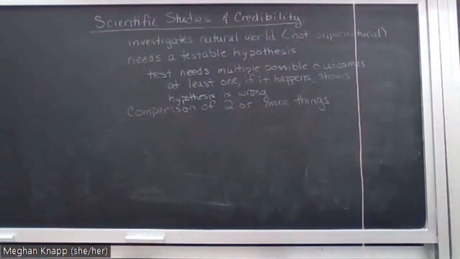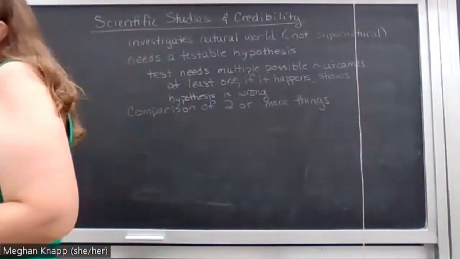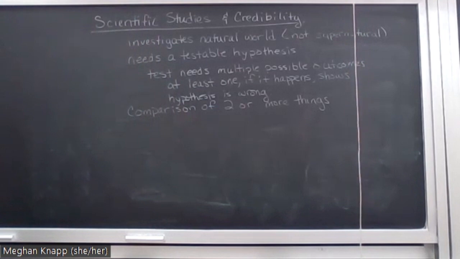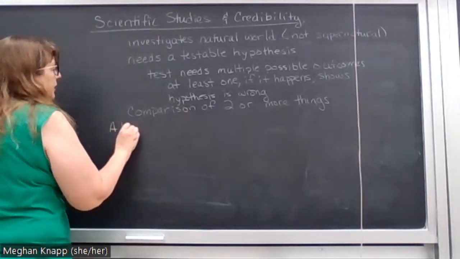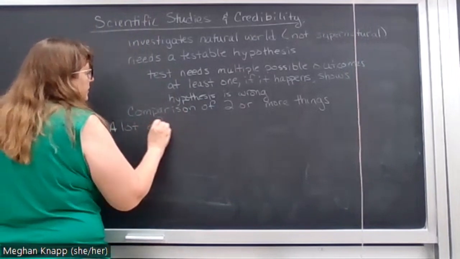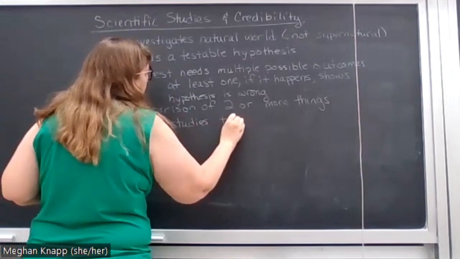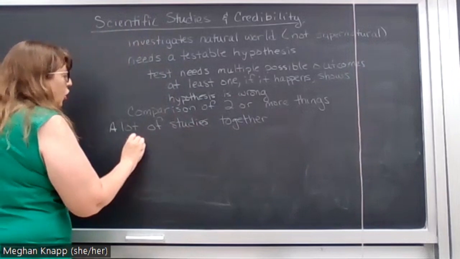Let's see what's next. Okay, what do we do with the information that we gain? Sometimes we take that information and we say, this supports our hypothesis. So maybe we just have a little bit of gaining of knowledge. When we gather a lot of information, we might do a couple of different things. So a lot of studies together, we might make a law.